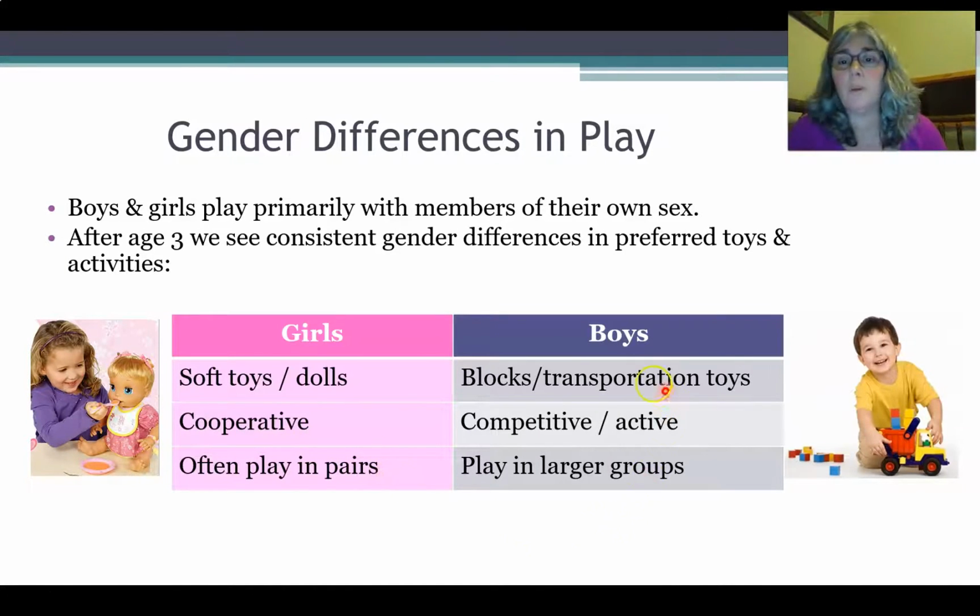Now let's compare that to what we tend to observe in boys after age of 3. Rather than soft dolls and toys, they tend to play with blocks, cars, trucks, things that are harder and obviously different in terms of tactile. And the way they play is different. Their play is much more competitive. So their play is about winning. So the goal isn't for them both to be working together to achieve the same goal. One of them wants to beat the other one. One of them wants to win. And their play is much more active, whereas girls' play is a bit more sedentary. And they tend to play in larger groups than pairs if they're given the option.